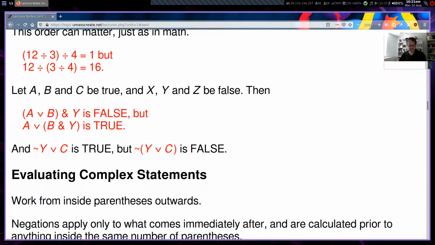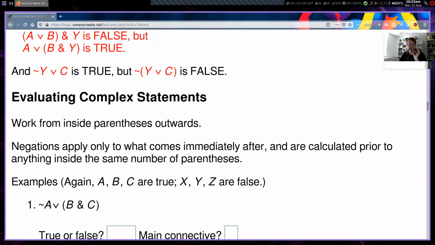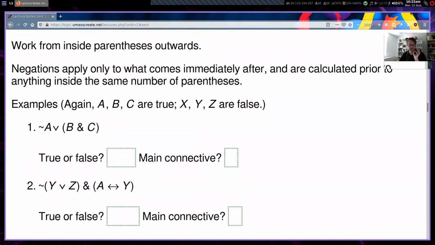So you always work from inside the parentheses outwards when you're calculating the truth or falsity of a statement. Negation only applies to what comes immediately after the negation. So if there's a negation and something else inside the same number of parentheses, you do the negation first. So you calculate the negation before you calculate anything inside the same number of parentheses. Okay? So let's look at some examples of this.